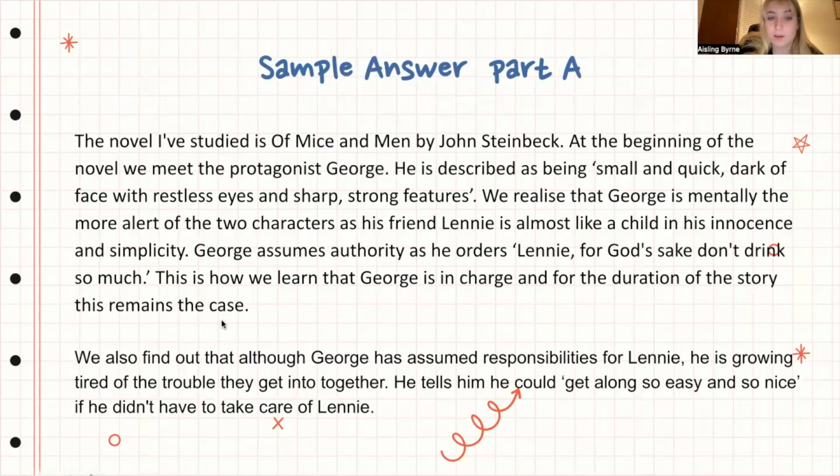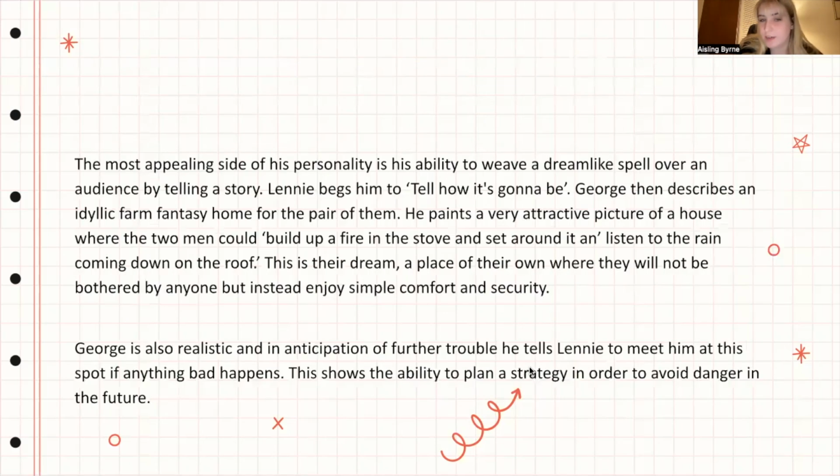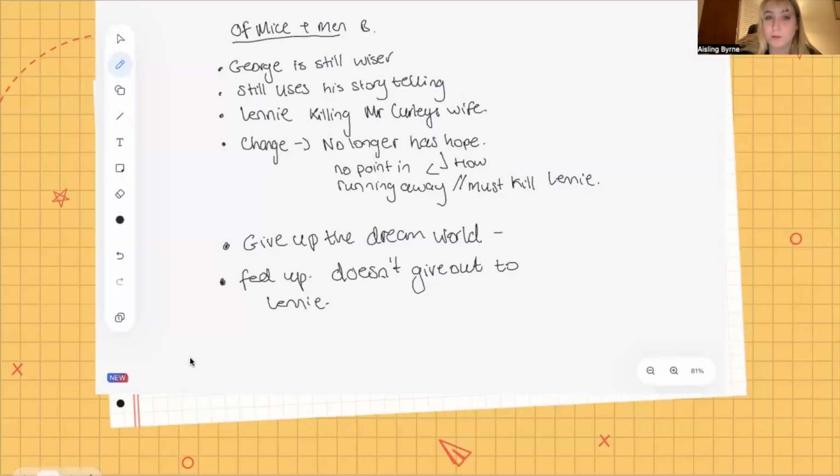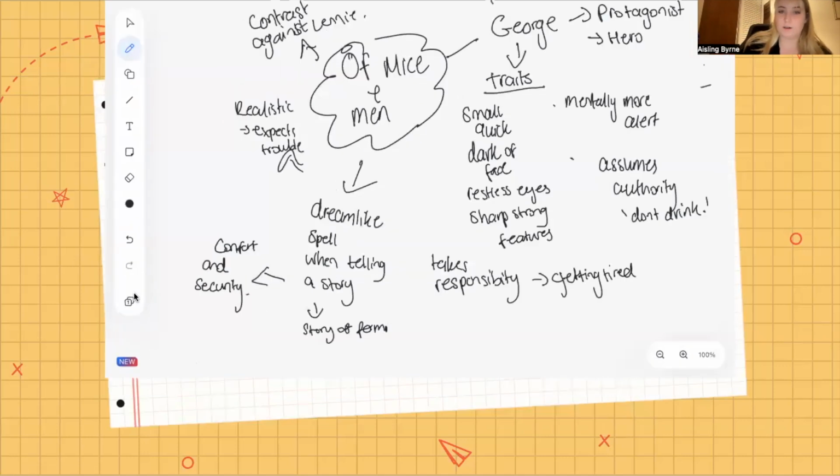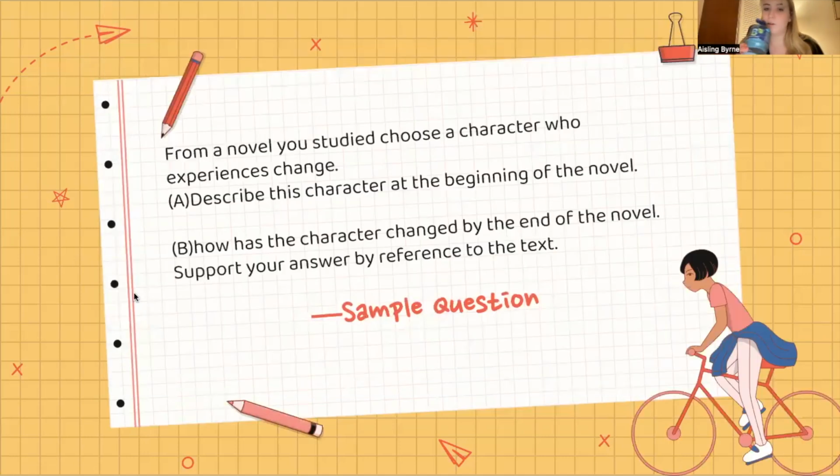He's in control. And we know he's taking responsibility, but he's getting tired of taking this responsibility and the trouble that they're getting into and always protecting the other character. And then we talk more about his personality and what he can do as a person and how he's a great storyteller. And then also how he's realistic and he anticipates more trouble coming because he knows that maybe Lenny is going to just continue to be the same person regardless of how much he scolds him. Okay, so I think we might have described George as a character there.